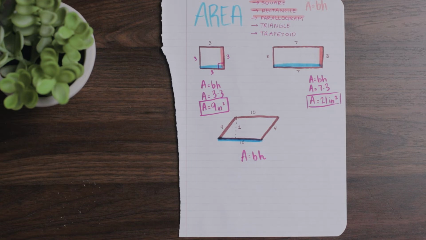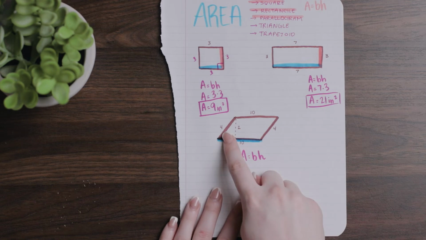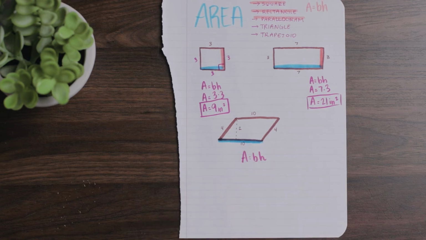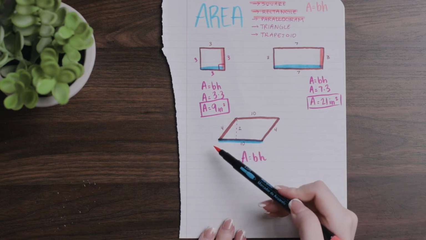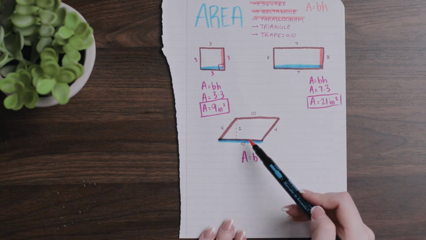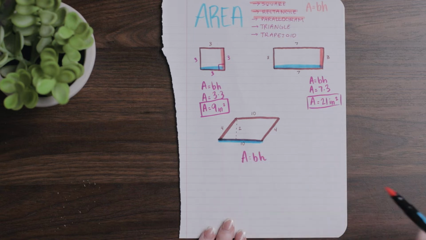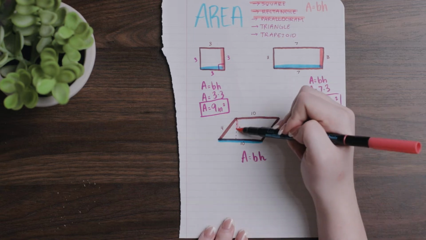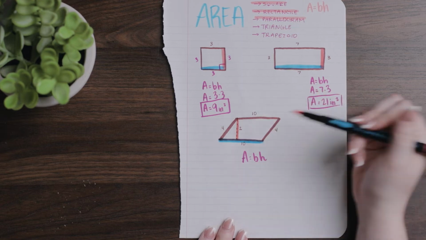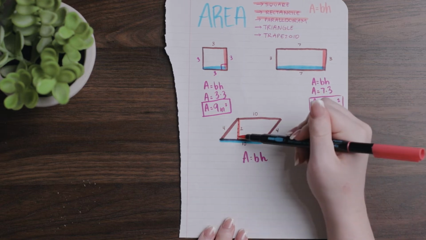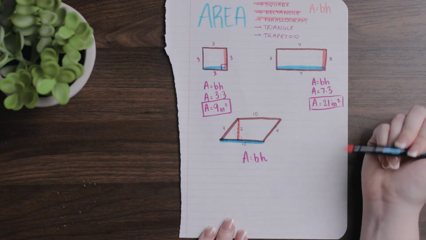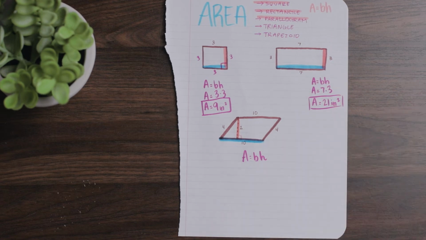So I have to decide whether this side right here, this 4, is my height, or whether this 2 is my height. Now, if I remember back to my other shapes, I know that my base and my height have to meet at a 90-degree angle. If I choose 4 to be my height, 4 and 10 meet at an angle that's less than 90 degrees, an acute angle. However, if I choose 2 as my height, 10 and 2 meet at a 90-degree angle, so that's how I can decide which one is my height.